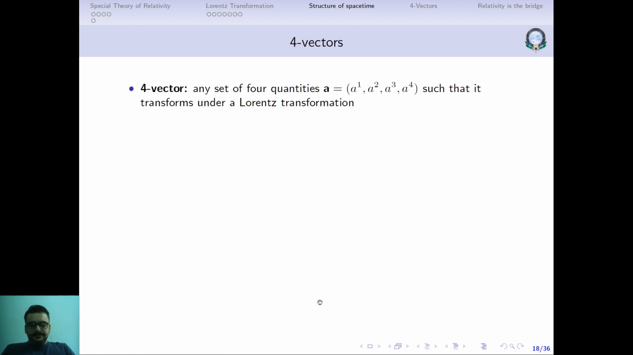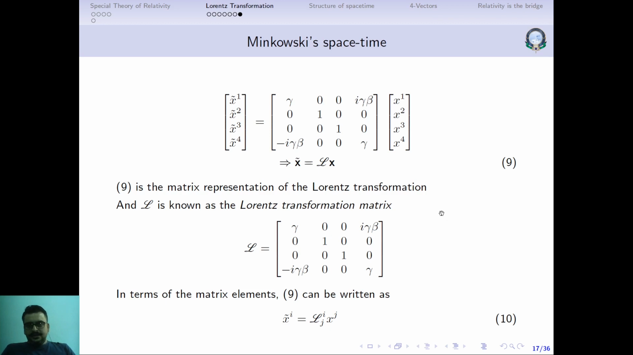So let me stop right here for this part of this lecture. In the next part we will continue, we'll discuss some of the structure that is there in space-time, and then I'll introduce to you the idea of 4 vectors. Okay, so we will stop here. See you in the next part.